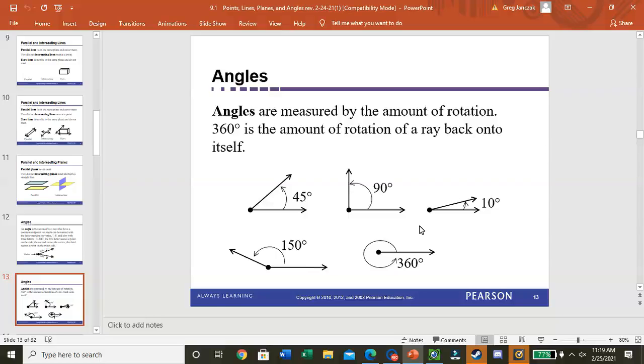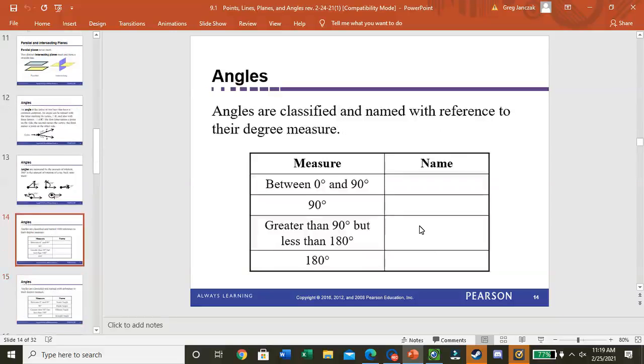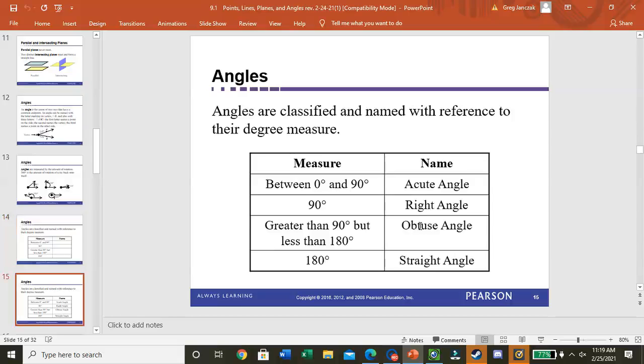And an angle that moves in a complete circle, that's 360 degrees, is also considered an angle. Angles are classified in name and reference. So between 0 and 90 degrees is considered an acute angle. So you want to fill those in on your sheets.